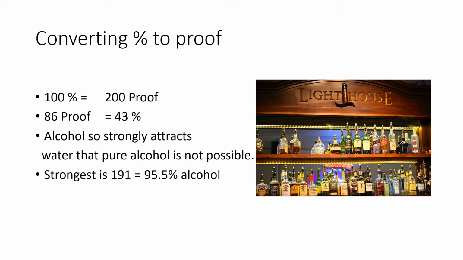This is also part of the reason for hangovers and the effects of alcohol, because it sucks water, moisture out of the system as it goes through the human body. Under natural conditions, the strongest that it's possible to make alcoholic beverages here on planet Earth is 191 proof, which is 95.5% alcohol. That's not legal in all places. Here in California, the strongest beverage available is 151, which is slightly above 75% alcohol.